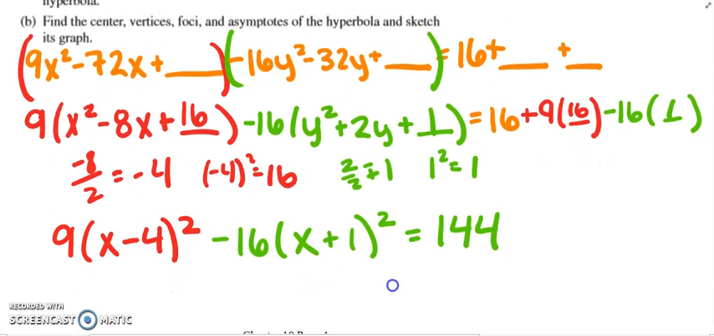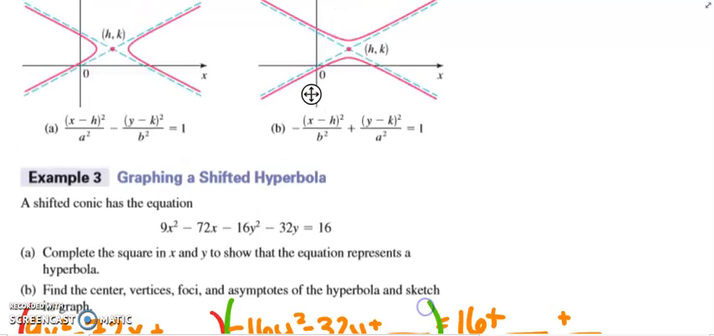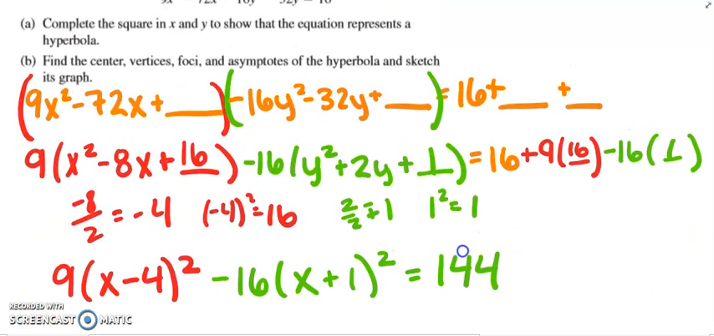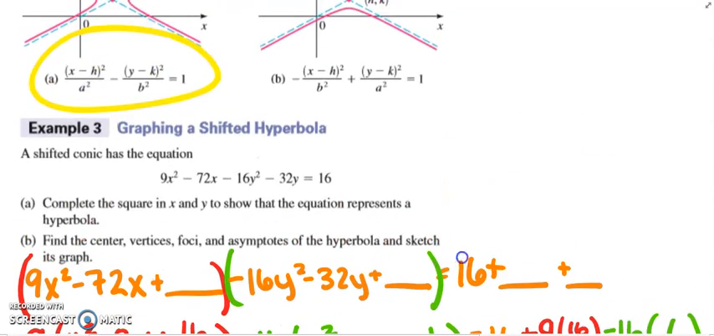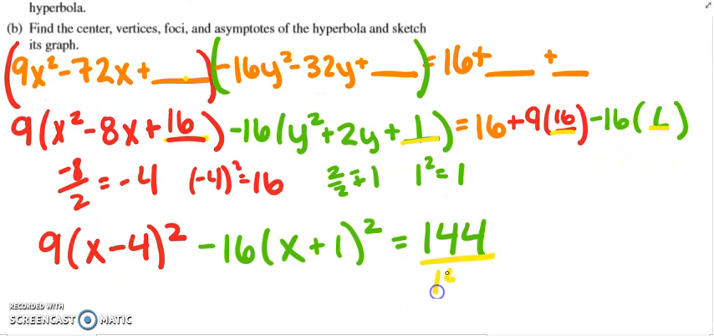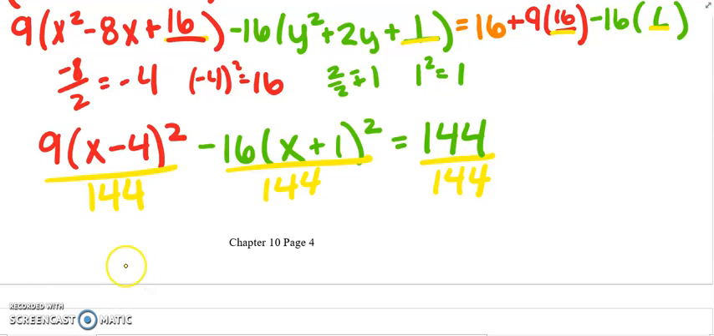Questions? That still does not look like a hyperbola. What do we have to do? It's supposed to look like one. I just left a blank and then that's where I filled it in here. So we didn't actually fill anything in. It was where we were making space for them. So yes, I need a 1 on the right. I divide by 144. 9 over 144 gives me what number in the denominator?